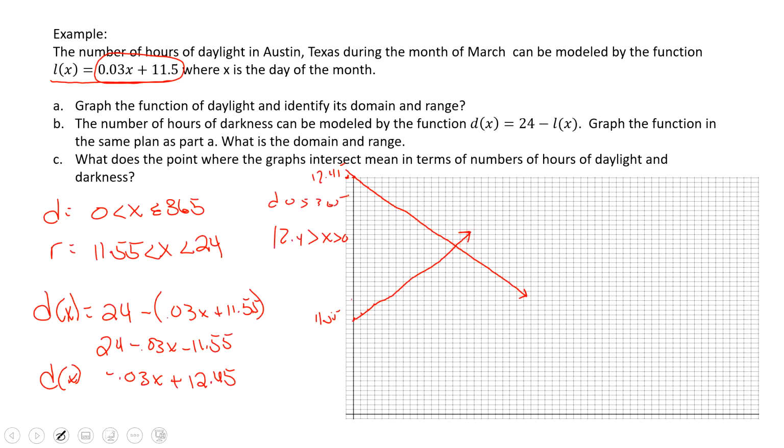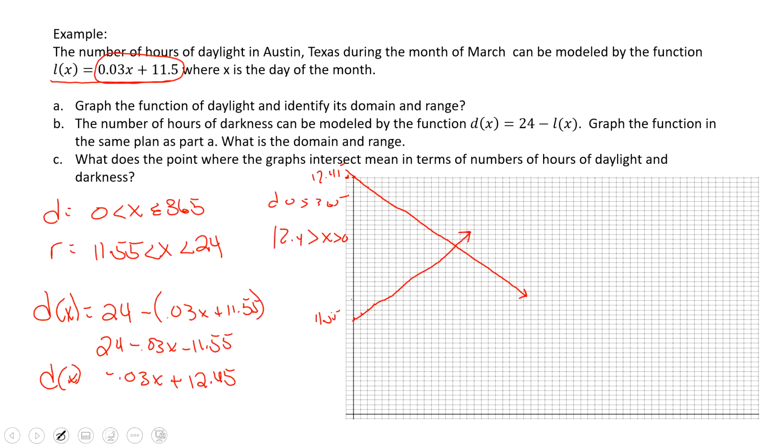So what they're asking is where do the points of graphs intersect? What does that mean? Well, that's going to be the point where the amount of daylight and darkness are exactly the same. Does that make sense? That's where they're the same?